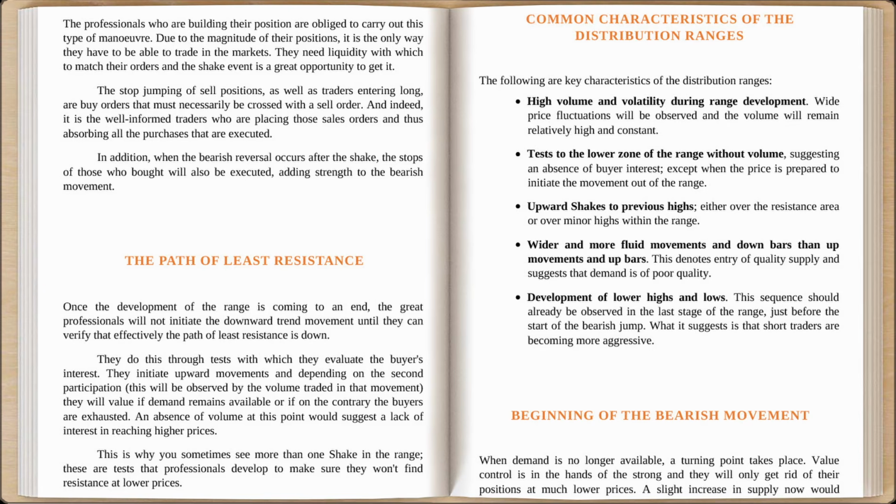Common characteristics of the distribution ranges. The following are key characteristics of the distribution ranges: high volume and volatility during range development. Wide price fluctuations will be observed, and the volume will remain relatively high and constant. Tests to the lower zone of the range without volume, suggesting an absence of buyer interest, except when the price is prepared to initiate the movement out of the range.